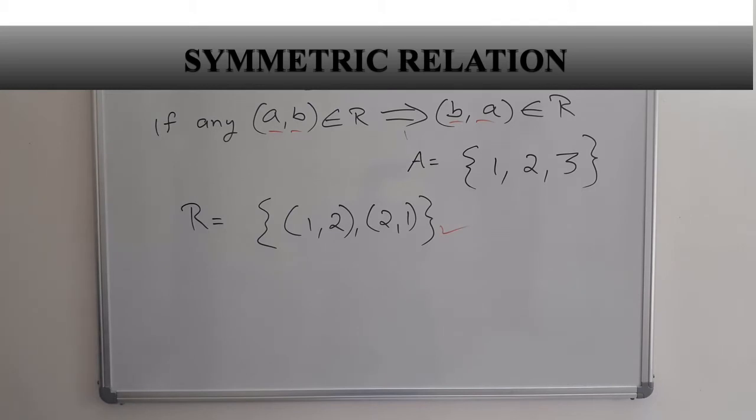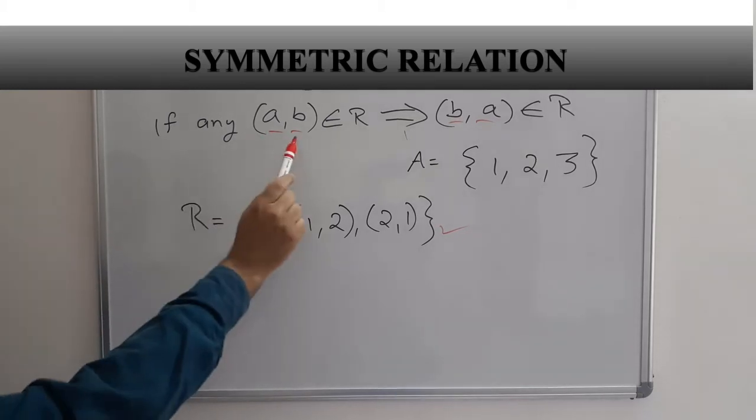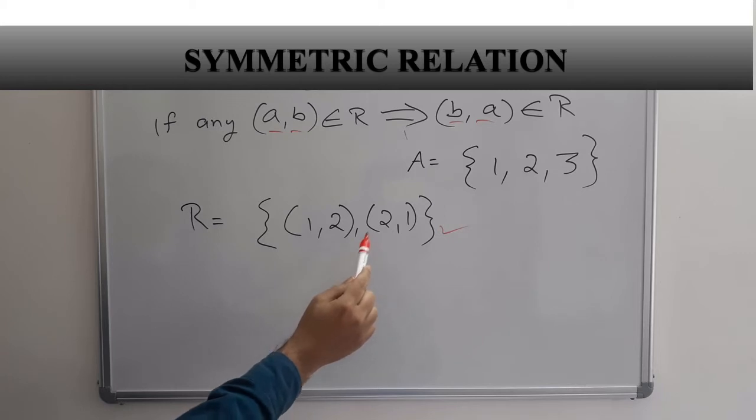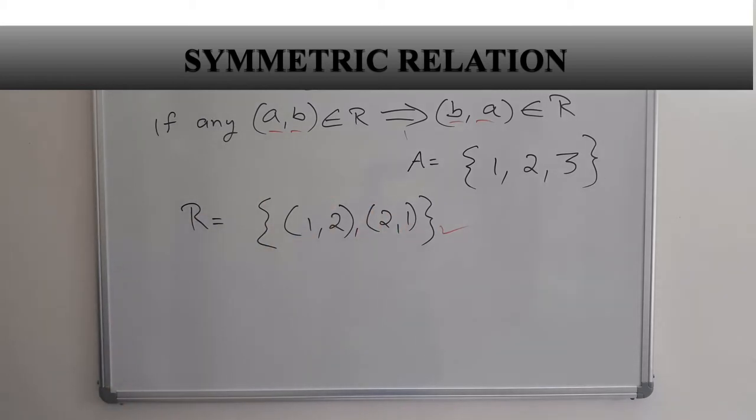But some of you might be thinking like the element 3 is not present here. So as in the case of reflexive relation, we don't have a requirement like every element in the master set should be present. That is not a requirement for symmetric relation. The requirement is, if an element is present as a pair, then its reverse should be present there. That's it. So this is a symmetric relation.